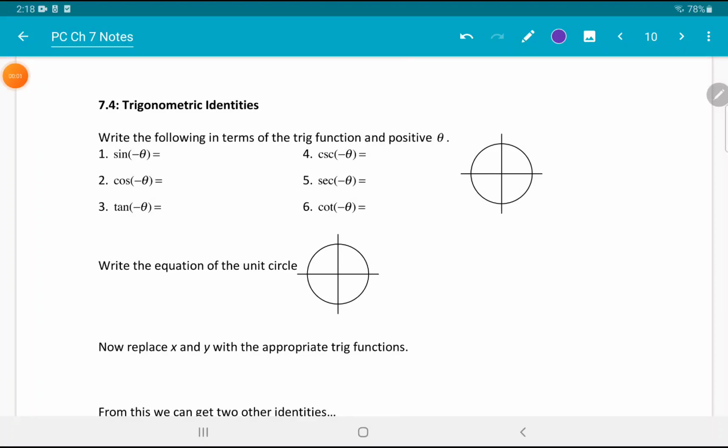Point 4, trig identities. Let's just do a recap of everything that we've learned over the last few lessons on trig identities. We have in previous lessons discussed how trig functions can either be even or odd, and that's what you see here in numbers 1 through 6.